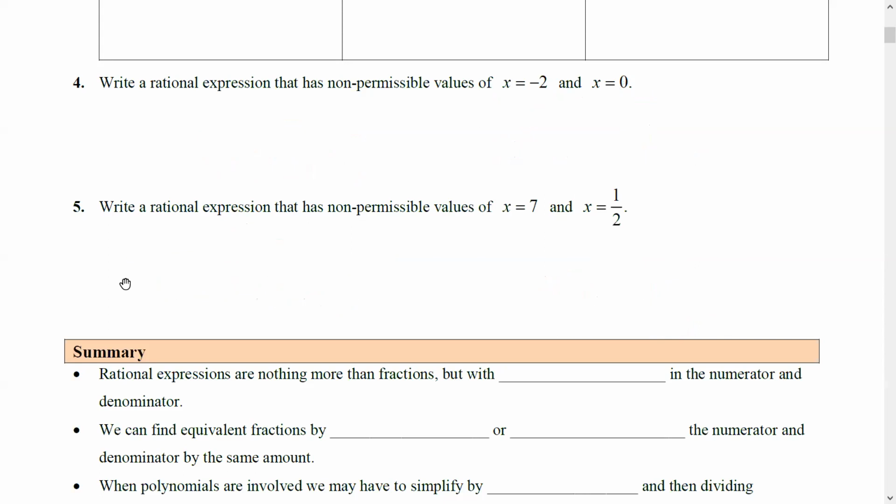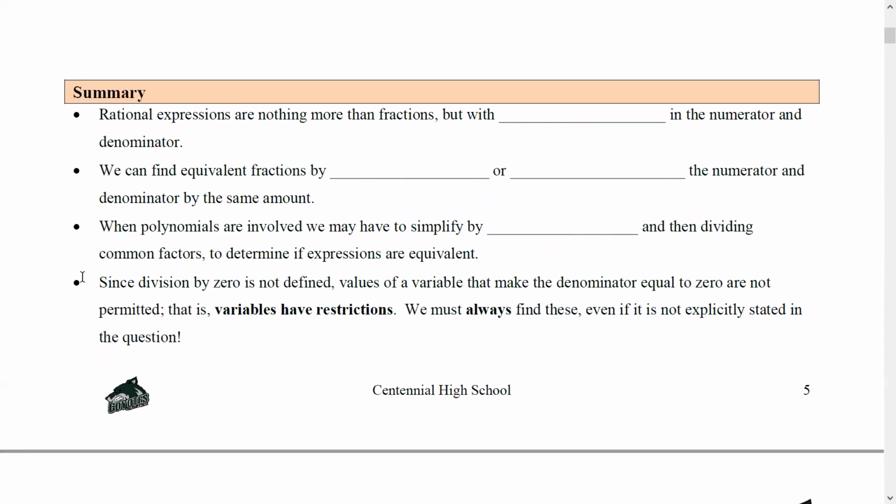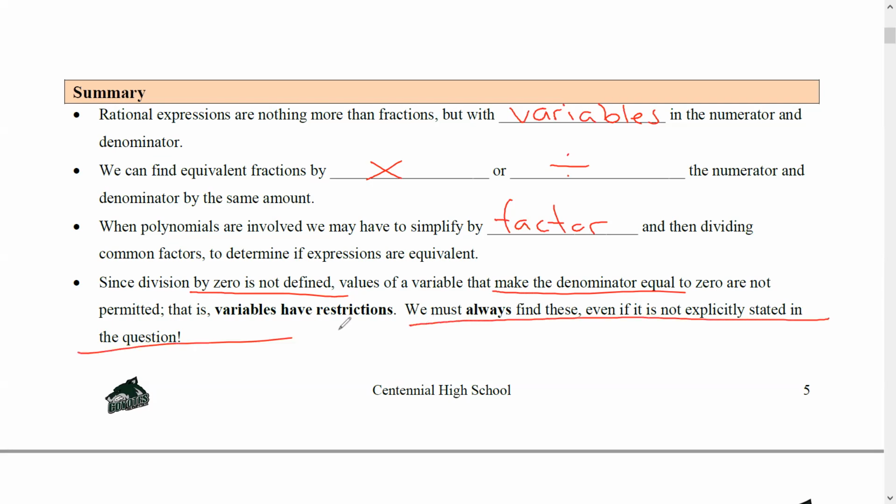Okay. So, summary. Things I should know from today. Rational expressions are nothing more than fractions, but now we've just got some variables flying around. We can find equivalent fractions by multiplying the numerator or denominator by the same amount. So really I'm multiplying by 1 in a sneaky way. When polynomials are involved, hey, we might have to factor first, probably every question. And since division by 0 is not defined, we have to find the values that make the denominator equal to 0. We will always find these in every question.